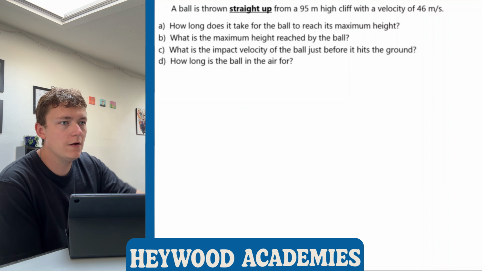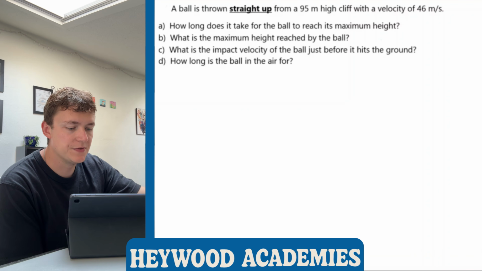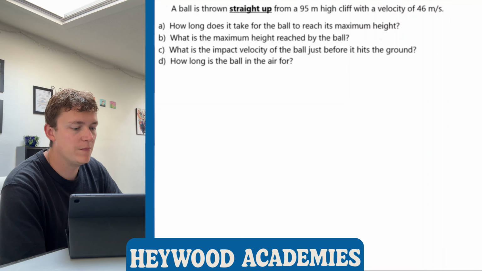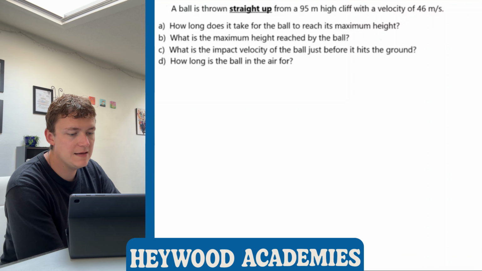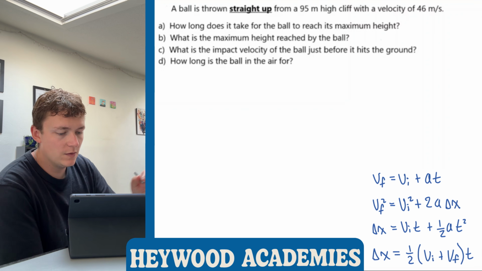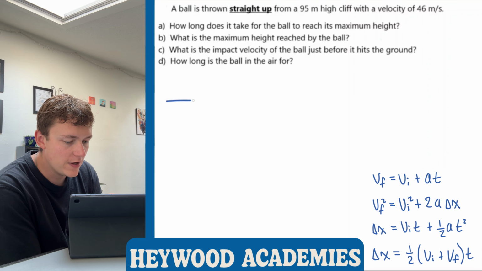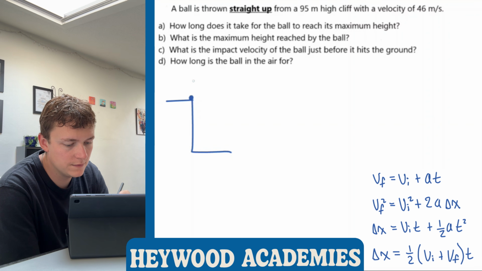Alright, next up we got a ball thrown straight up with a given velocity, and we got a bunch of questions based off that. So how long does it take for the ball to reach maximum height? What is the maximum height? What's the impact velocity before it hits the ground? And how long is the ball in the air for? So this one looks similar to the one that we did before, but it's a little bit different. We can draw the picture here so we can see what this looks like. So let's say that's our cliff, and it's starting up here, and then it goes up, and then comes down.